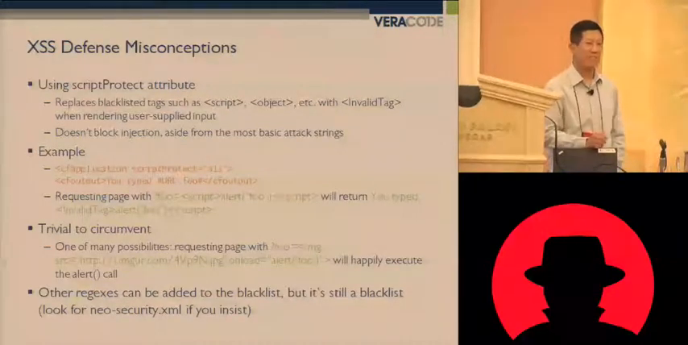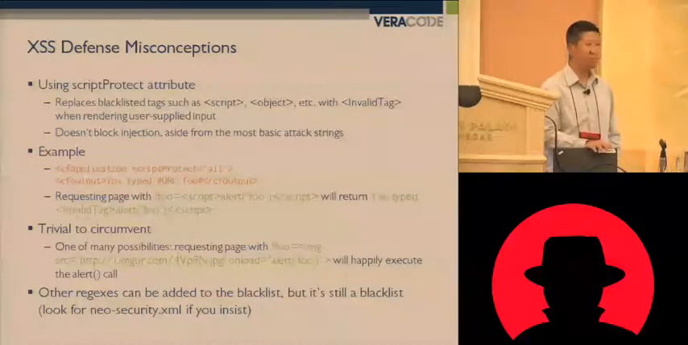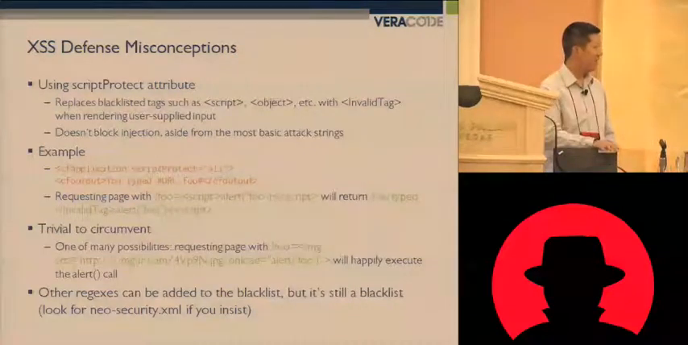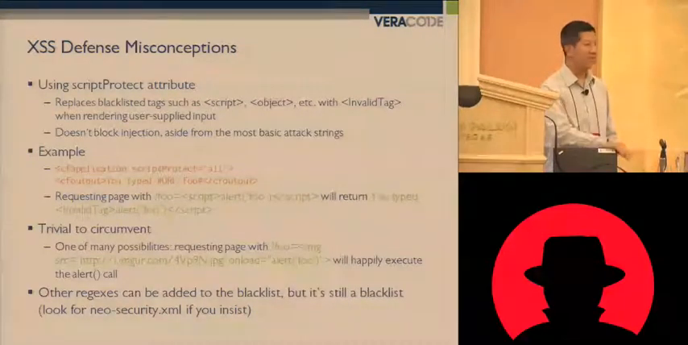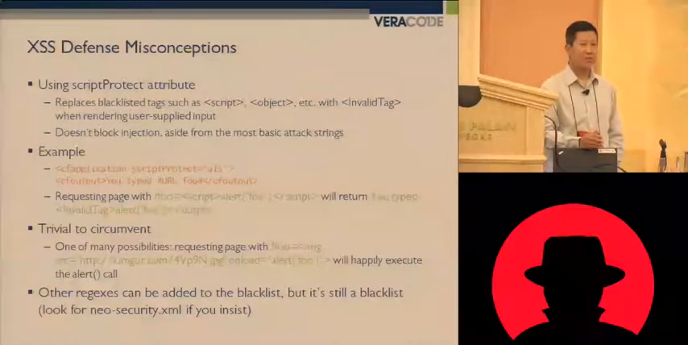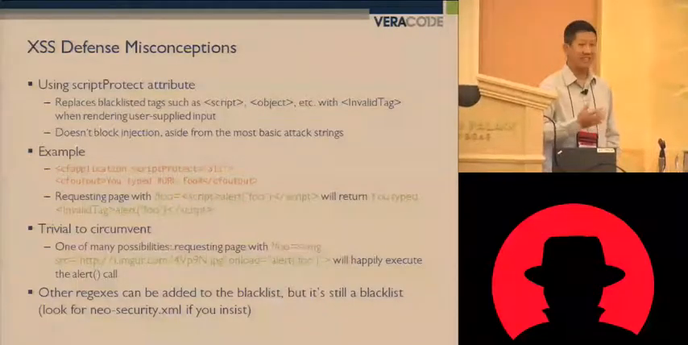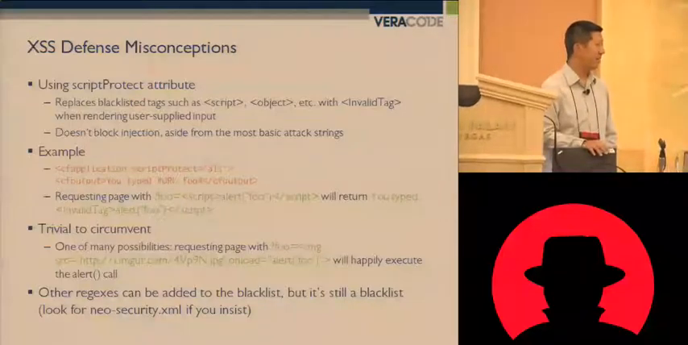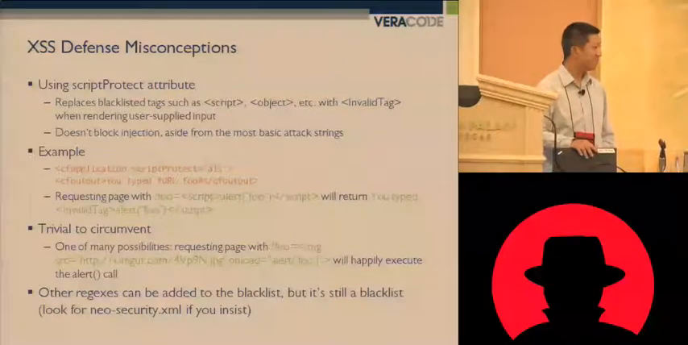Image isn't blacklisted, so it happily passes straight through script protect, and it loads that image there that's in the source tag, and as soon as it's done loading the image, it'll run alert foo. And this is just one of many examples. Because it's a blacklist, you could use basically any tag that accepts an attribute that can contain JavaScript. So this is really, really easy to circumvent, yet it's touted as this major defense.